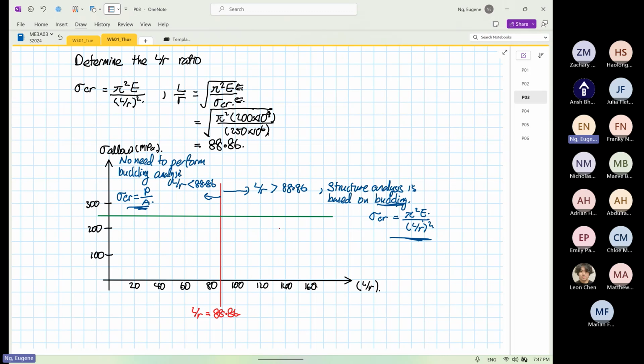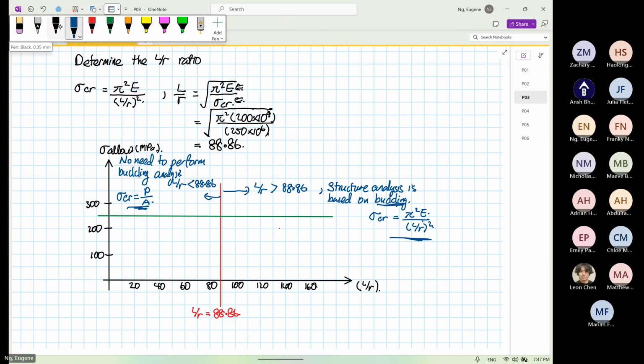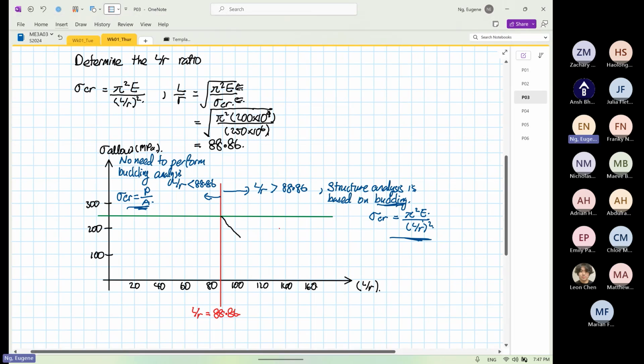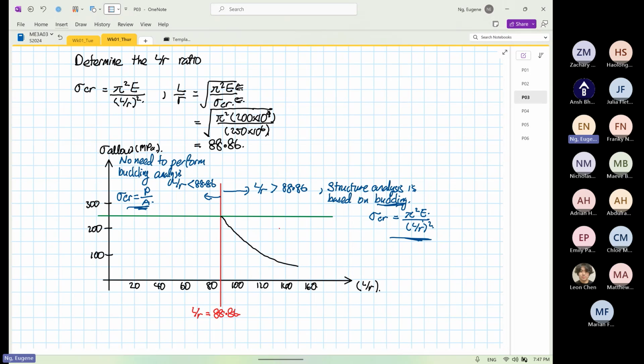So if your L over R is greater than 88.86, you have to check that buckling is less than that. So what is the trend? If you were to plot out the trend, it will look like this. When L over R gets bigger and bigger, this is just a sketch, your critical load decreases. You can see the higher your L over R ratio is, the lower the allowable stress is, right?